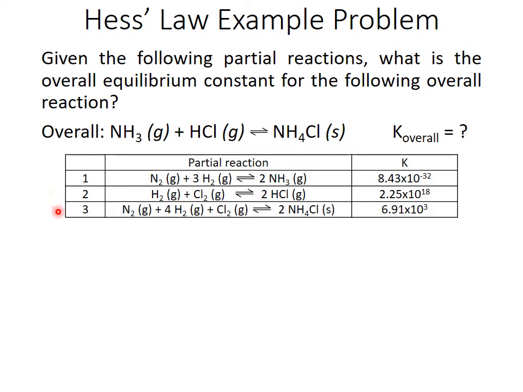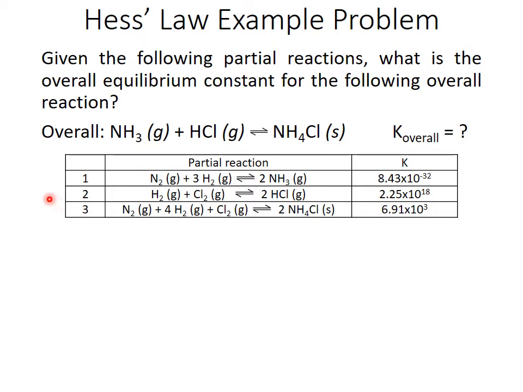And our third process has N2 gas plus 4H2 gas plus Cl2 gas reversibly becoming 2NH4Cl solid, which has a K of 6.91 times 10 to the third. If you'd like to take a stab at this yourself, go ahead and pause the video now and then start it up again once you've got your work done.